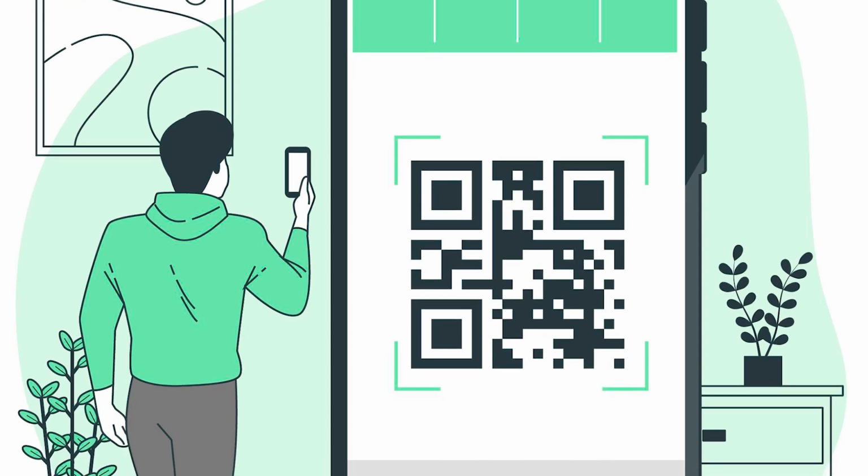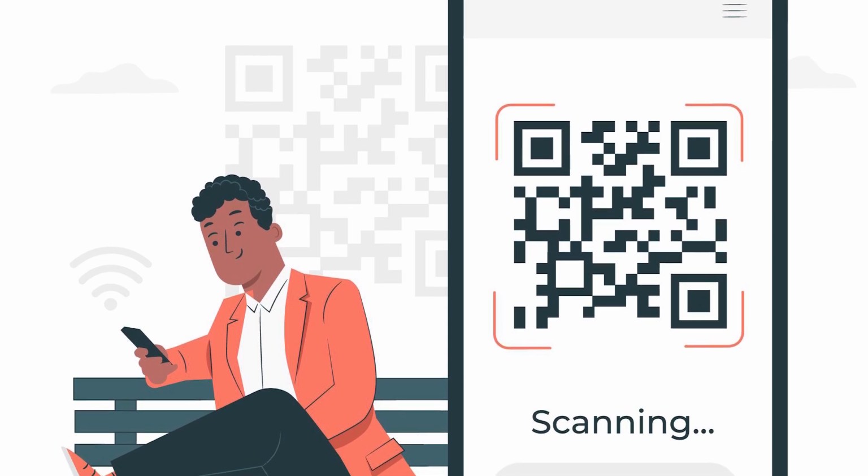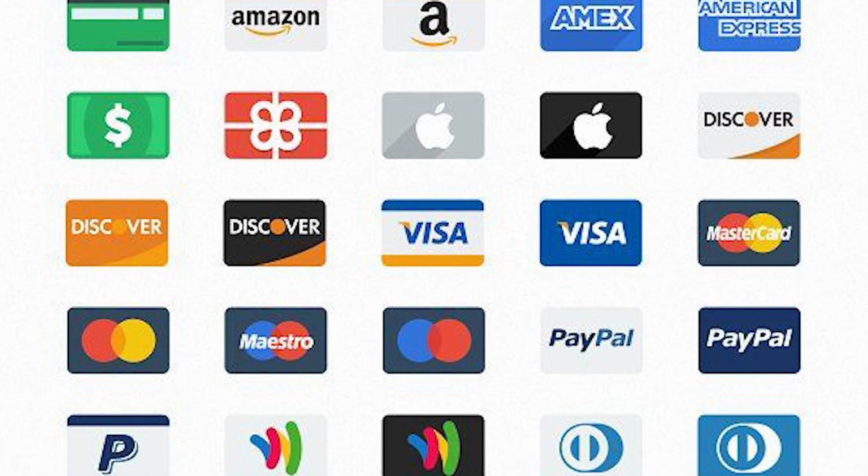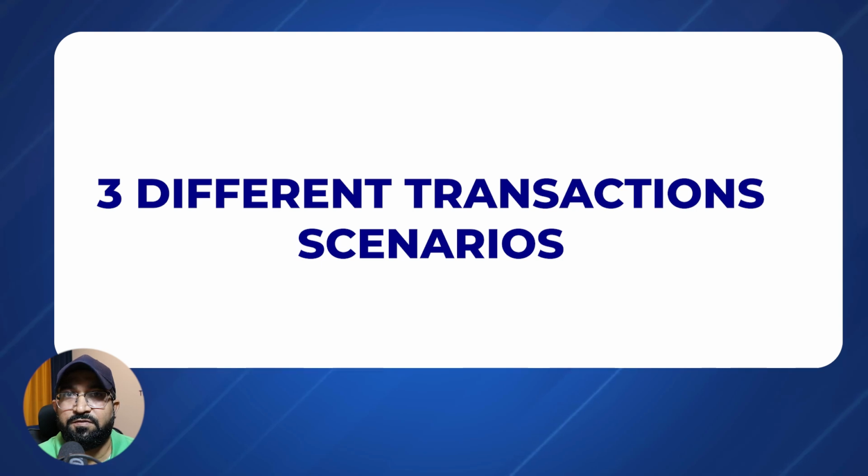We will learn a few things about QR code payment, like what is a QR code, what basic details are embedded on the QR code, and how to identify which card network this QR code belongs to. Examples are Visa, MasterCard, JCB, Diners, okay. Along with that, we will also cover 3 different transaction scenarios to understand the transaction flow of a QR code based payment. So let's get started.